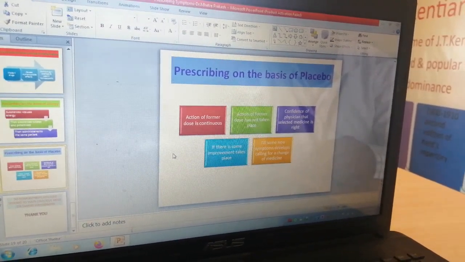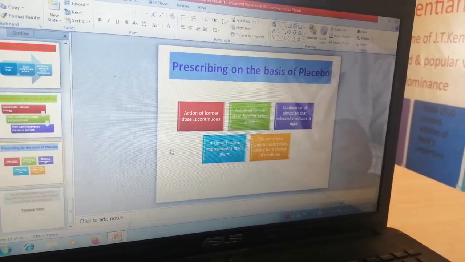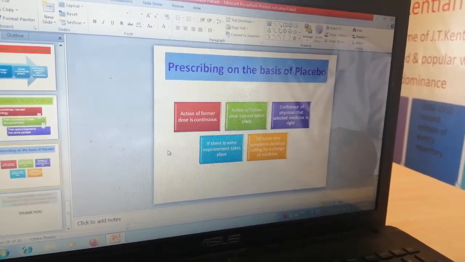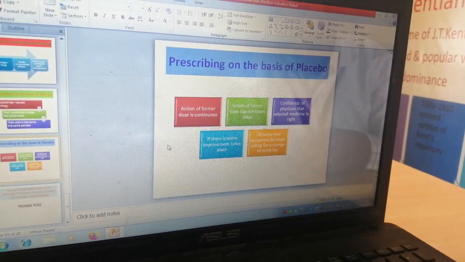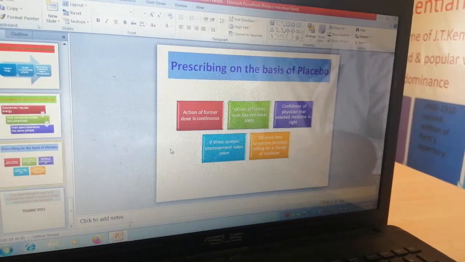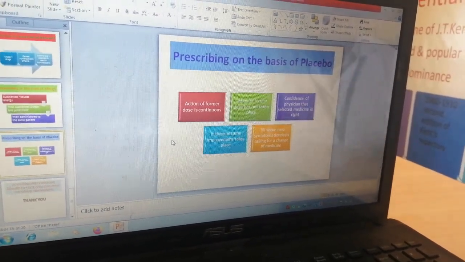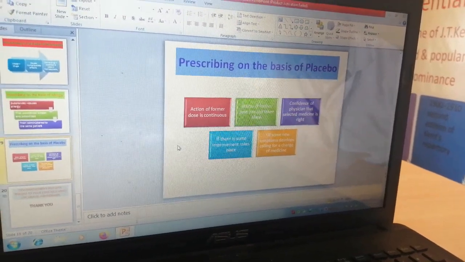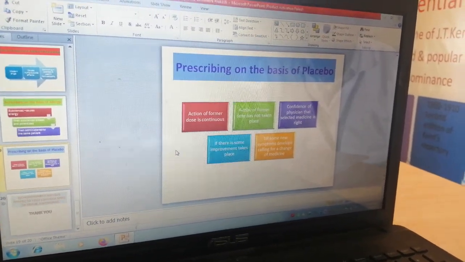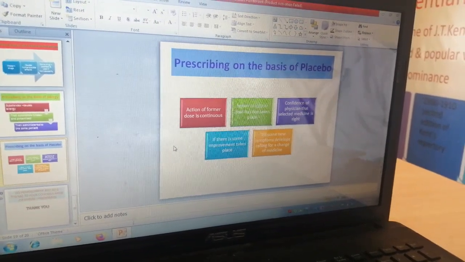The next condition is whenever the action of the former dose has not yet taken place, in that case we have to wait and watch. There is no need to prescribe a different medicine. We have to wait and watch and prescribe the placebo. The third point is if the physician has confidence that his selection of medicine is right, in such cases there is no need to change the medicine. We have to prescribe the placebo.